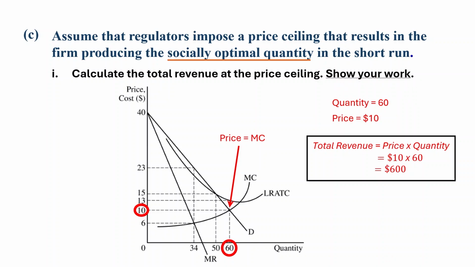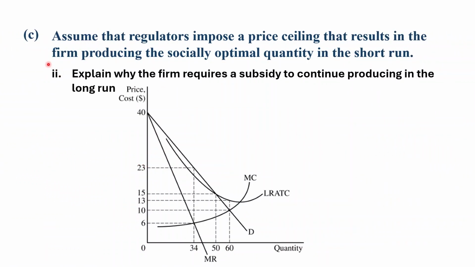In part C2, we are asked to explain why the firm requires a subsidy to continue producing the socially optimal quantity in the long run. We know that the firm requires a subsidy whenever it is earning negative economic profit. Let's check in the diagram. At quantity 60, which is our socially optimal quantity, what is LRATC? From the graph, it is $13. But the price ceiling has been kept at $10 by the government.